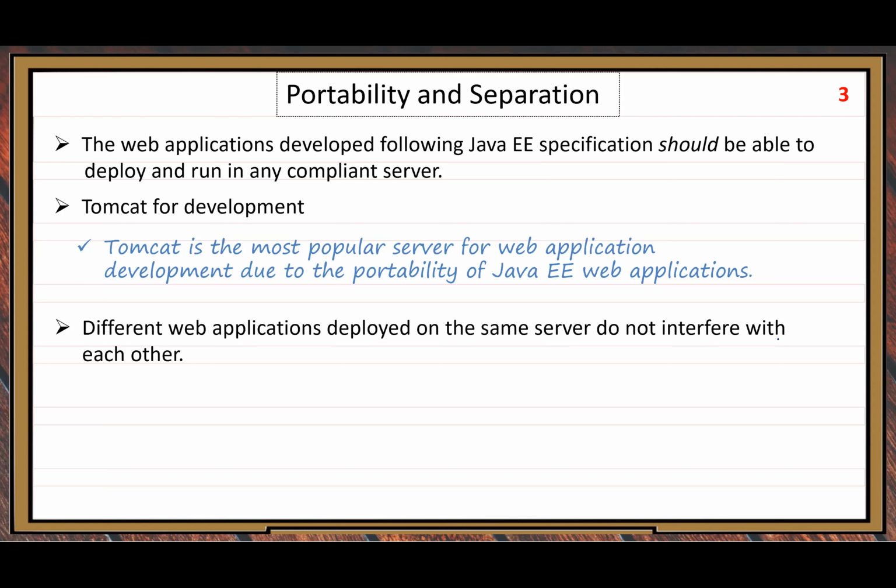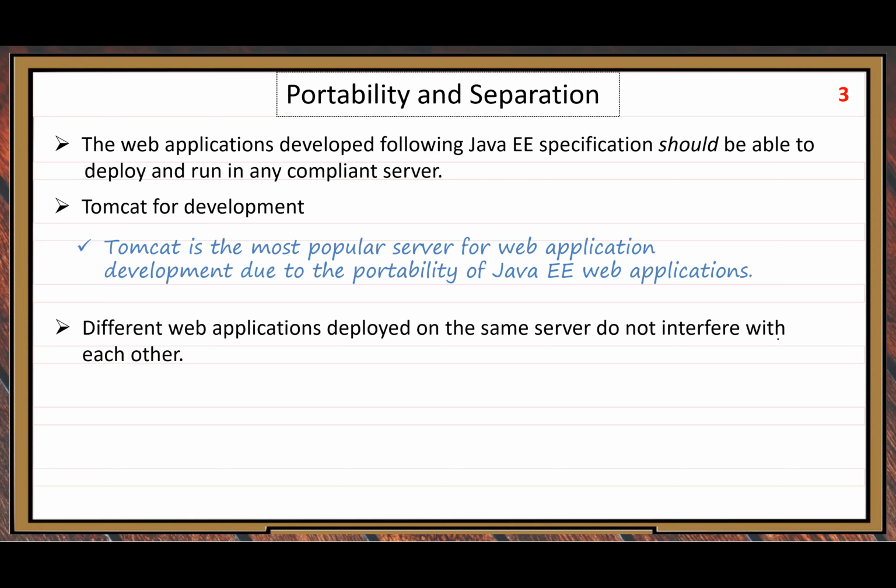Then the separation property. Its meaning is that different web applications deployed on the same server do not interfere with each other. So Java EE technology tries to do protection. Different web applications cannot access resources in other web applications from inside the server. That's not good.